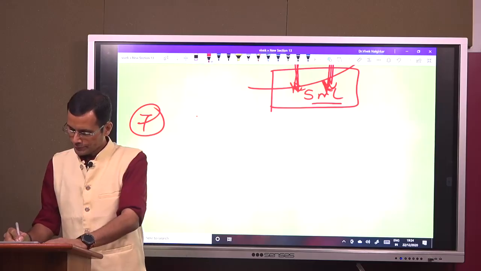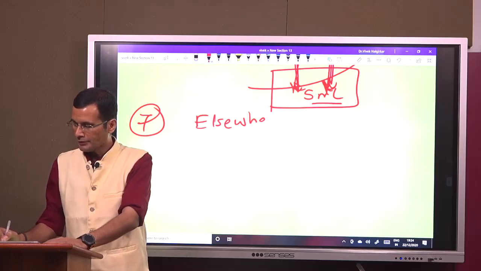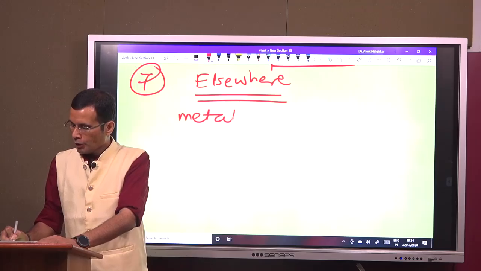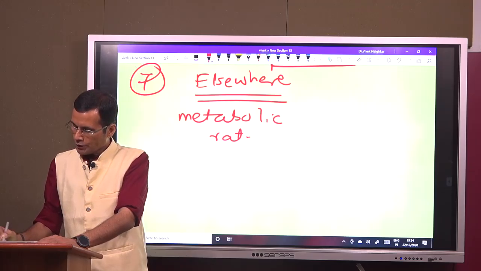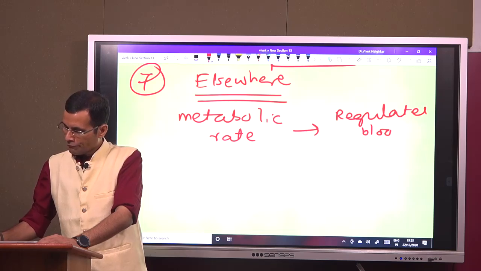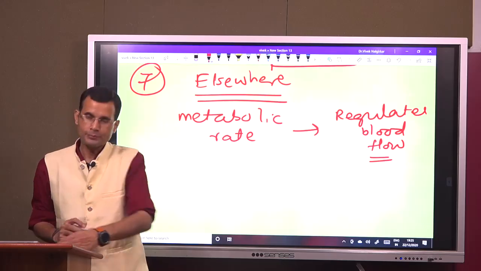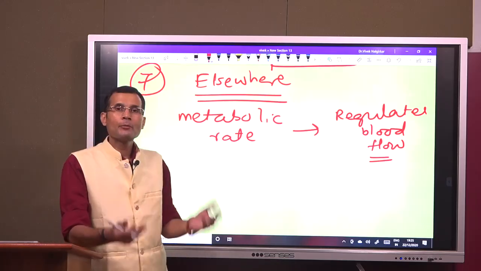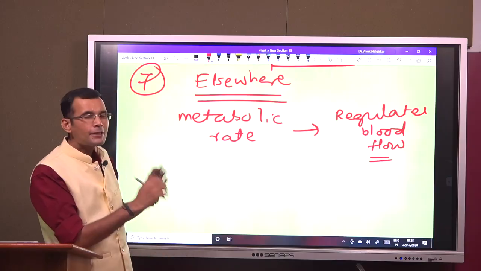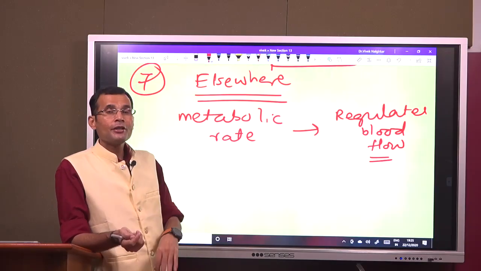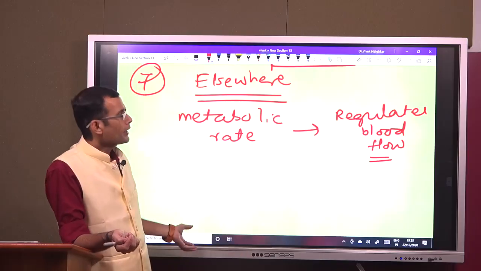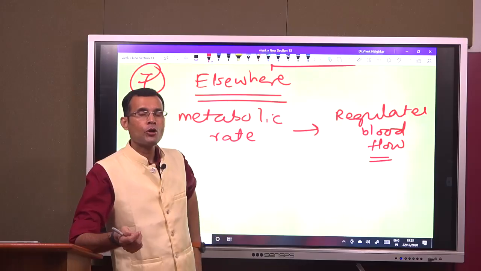Elsewhere in the body, now listen to this part, again very amazing. Elsewhere in the body, the metabolic rate in that organ or tissue regulates the blood flow to that tissue or organ, right? Increased metabolic rate. I told you some time back about the Bernays hypothesis. Increased metabolic rate, increased ATP breakdown, so increased adenosine formation, and that will dilate the vessels, the blood flow will increase. So, metabolic rate regulates the blood flow to any organ.